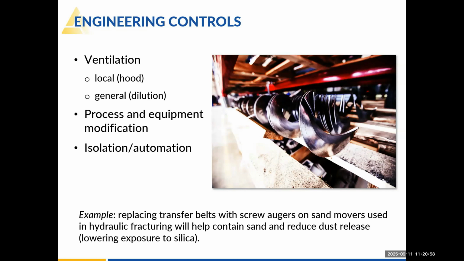This is just a list of a few that are available. If we have dusts, vapors, mists, like Donna was talking about, we may want to incorporate some local exhaust ventilation, some general dilution ventilation, where we want to get those contaminants out of the building and away from the workers. Some other things we can do is process and equipment modification. In this example, we have a hydraulic fracturing process where we replaced transfer belts moving sand with screw augers that greatly reduce the sand and the exposure to silica. So this would be a good example of that.